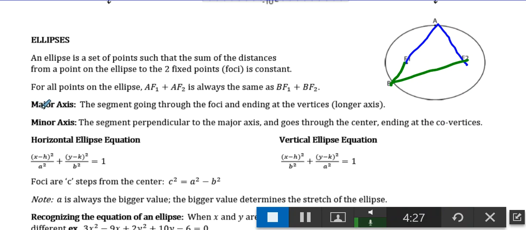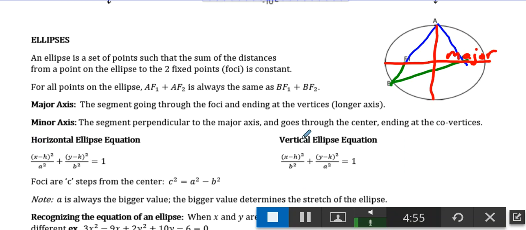We have something called the major axis, which is the segment going through the foci and ending at the vertices. So your major axis is just the longer axis. And then the minor axis is perpendicular to the major axis, going through the center. So here's your minor axis. This one is the major. It's just the longer one.